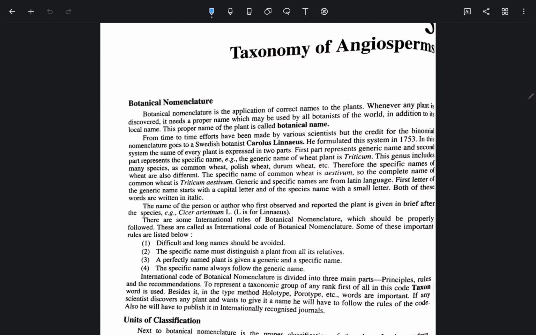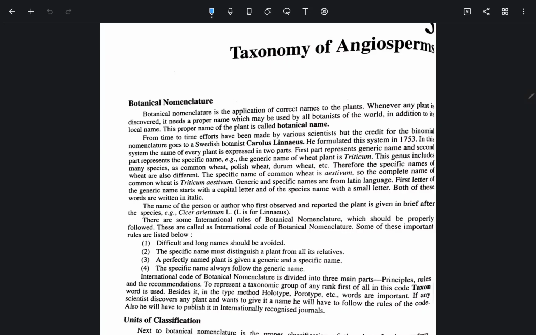From time to time, efforts have been made by various scientists, but the credit for the binomial nomenclature goes to the Swedish botanist Carolus Linnaeus. He formulated this system in 1753. In this system, the name of every plant is expressed in two parts. The first part represents the generic name and the second part represents the specific name.